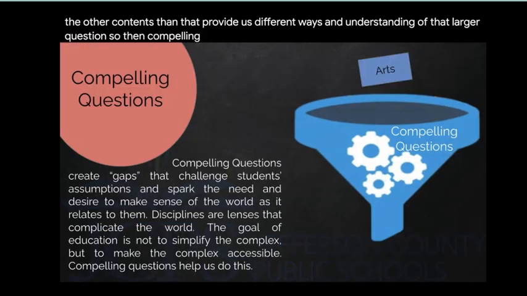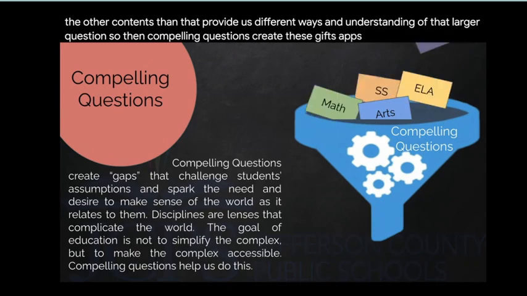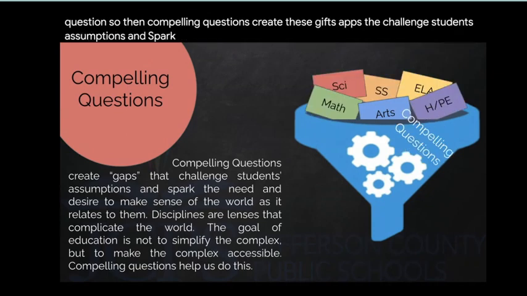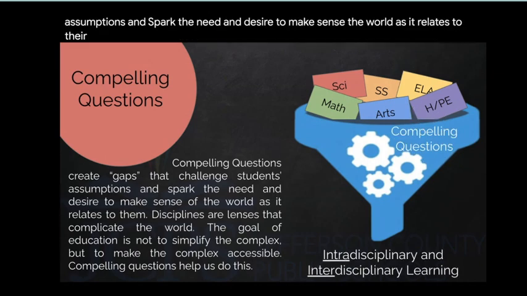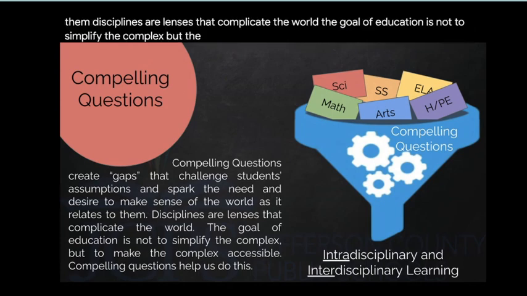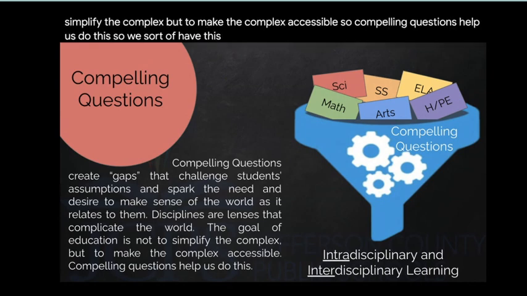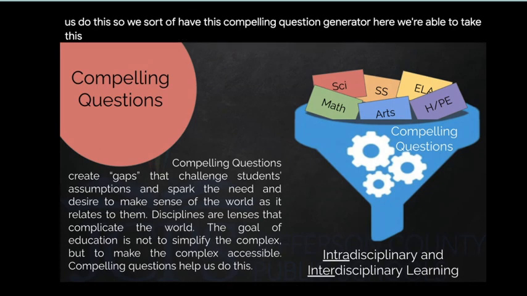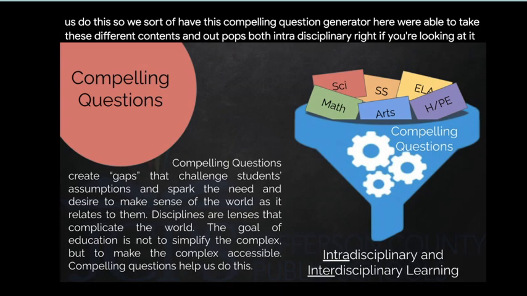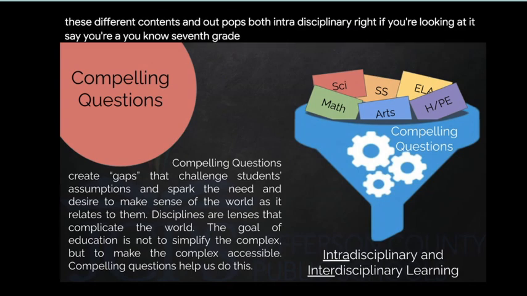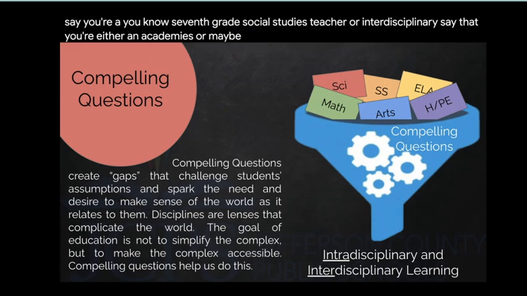So compelling questions create these gaps that challenge students' assumptions and spark the need and desire to make sense of the world as it relates to them. Disciplines are lenses that complicate the world. The goal of education is not to simplify the complex, but to make the complex accessible. So compelling questions help us do this. So we sort of have this compelling question generator here. We're able to take these different contents, and out pops both intradisciplinary, right? If you're looking at it, say you're a seventh grade social studies teacher, or interdisciplinary, say that you're either in academies or maybe a K-5 teacher.